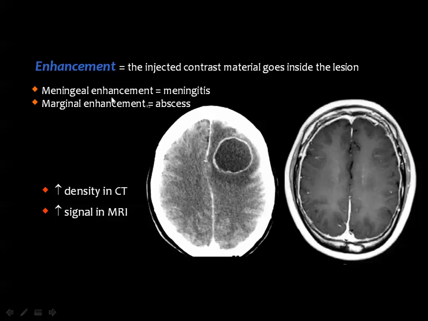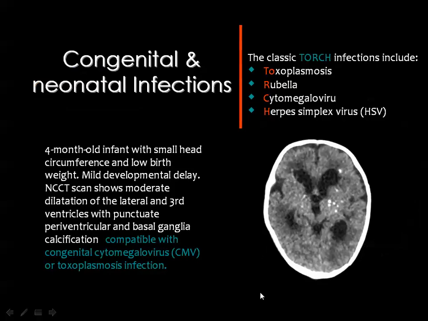Number one is meningeal thickening and enhancement, which is usually diagnostic of meningitis, as you can see here in this axial T1 weighted MR image after contrast. Then whenever you get a lesion with marginal enhancement of uniform thickness, you assume you are dealing with an abscess. Then to start the discussion, we'll have first to discuss the congenital and the neonatal intracranial infection.